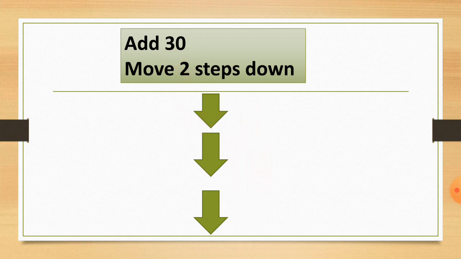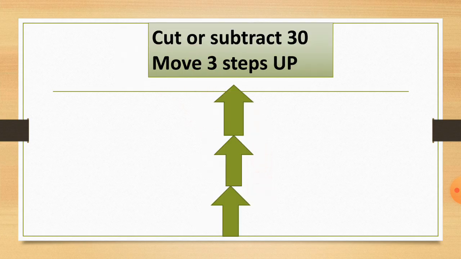You can see this. So this way we subtract the numbers also. If we cut or subtract 30, we have to move 3 steps up. You can see I draw the 3 arrows here which are going upside, which shows the up direction. So this way we have to cut or minus and add the numbers which is 30. So let's see the example how we add or subtract 30 using the 3 steps down or up.